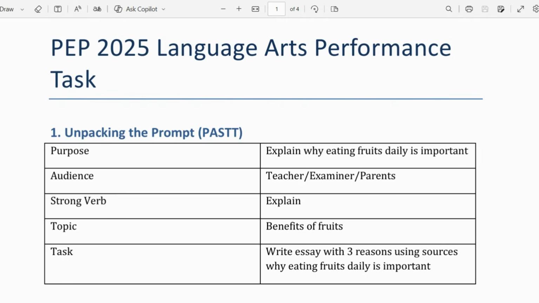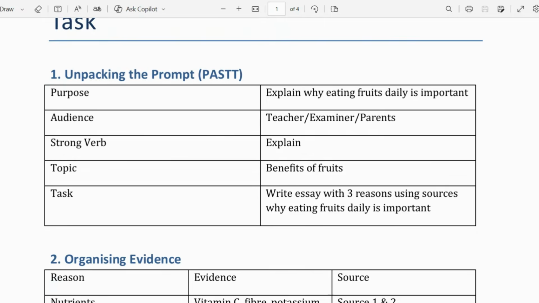This is what we're going to be doing in our essay. And the topic we're writing about is the benefits of fruits. And our task, what we must include in our essay, is to write an essay with 3 reasons, using sources, why eating fruits daily is important.